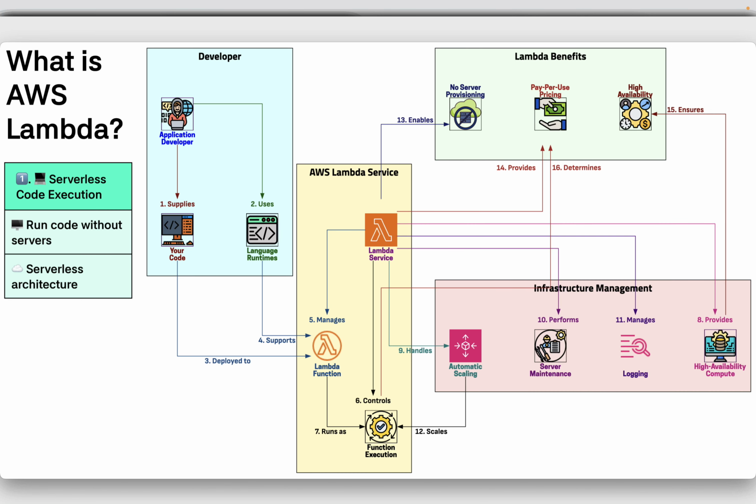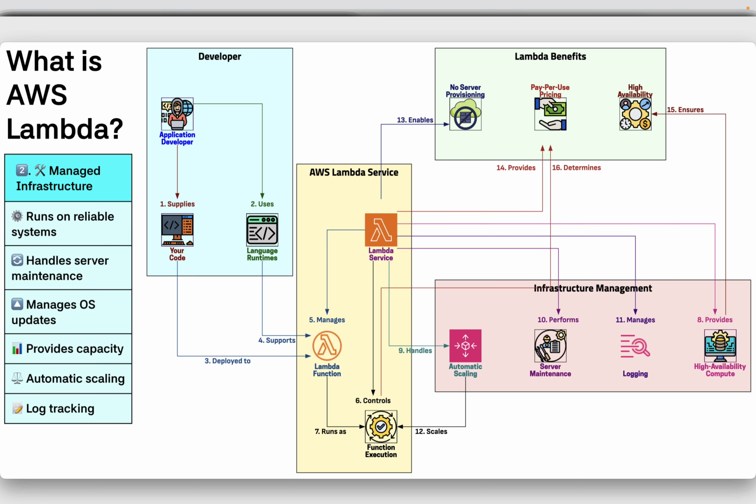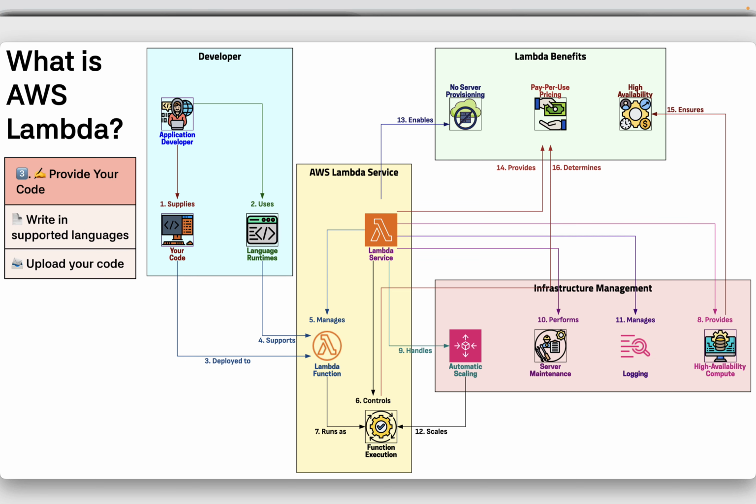So what is AWS Lambda? You can use AWS Lambda to run your code without needing to set up or manage any servers yourself. It is 100% serverless. Lambda takes care of all the background work. It runs your code on reliable systems and handles server maintenance, operating system updates, providing the right amount of capacity, automatically adjusting resources, and keeping track of logs. Your main job is just to provide the code you want to run.